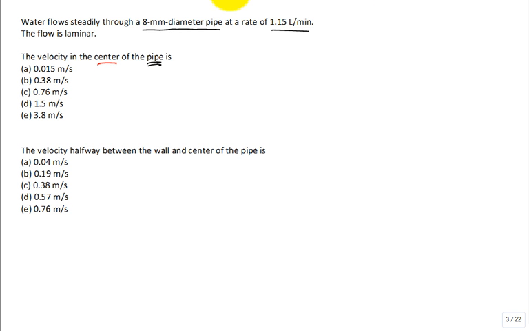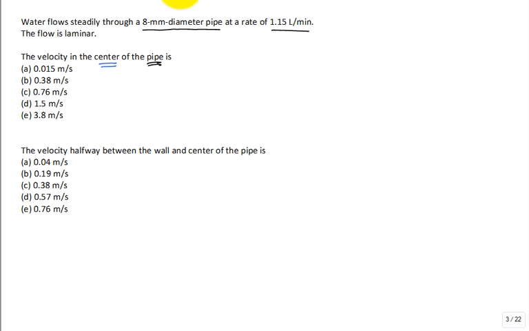Professor, would it be a different answer if the question read the average velocity in the pipe? Would it be a different answer if I asked the question the average velocity in the pipe instead of the velocity in the center of the pipe?